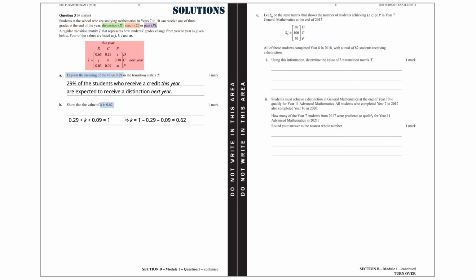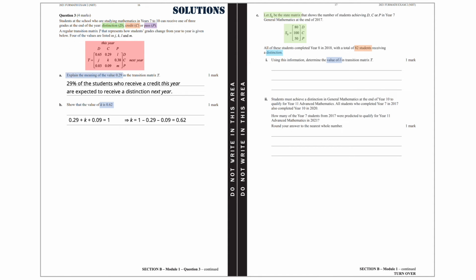Part C. Let S0 be the state matrix that shows the number of students achieving distinction, credit, or pass in year 7 general mathematics at the end of 2017. All of these students completed year 8 in 2018, with a total of 82 students receiving a distinction. Part I. Using this information, determine the value of L in transition matrix T.